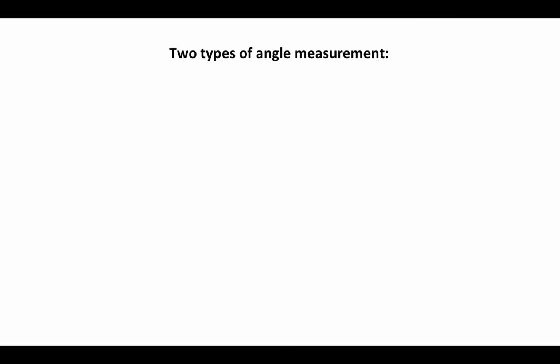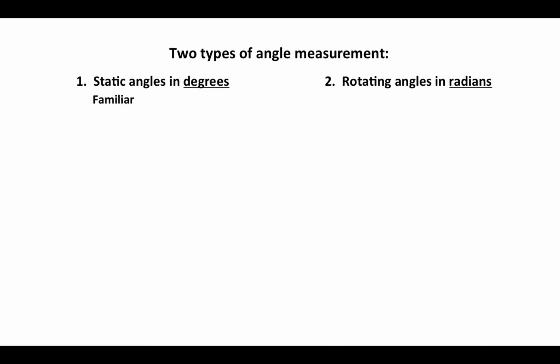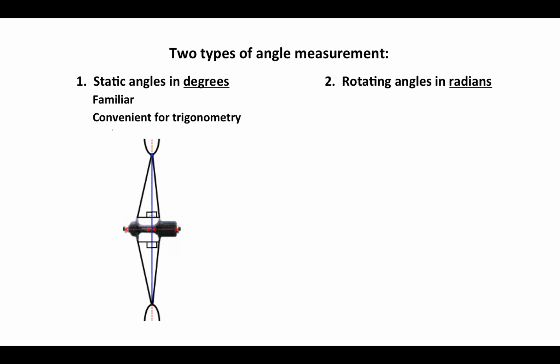There are two types of angle measurements. Static angles are measured in degrees. Rotating angles are measured in radians. When we're measuring static angles in degrees, that's familiar to us and is convenient for trigonometry. When we look at some of these diagrams that you'll see quite a few of, wheels and lots of angles in them, we will use degrees to measure those.